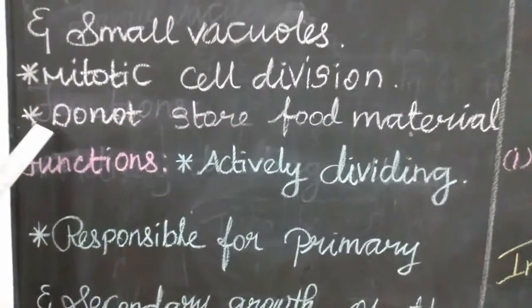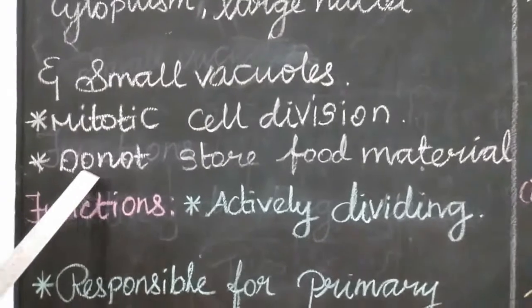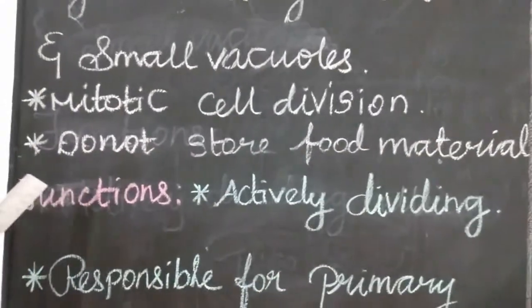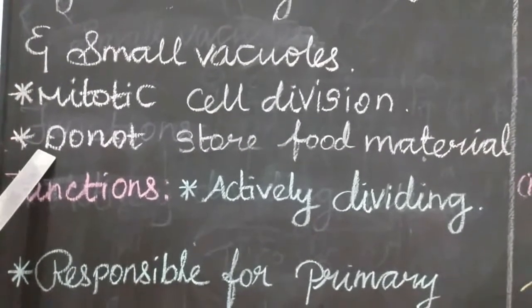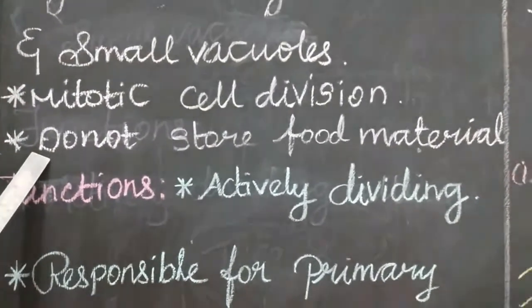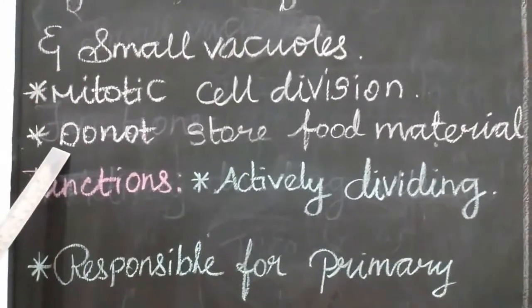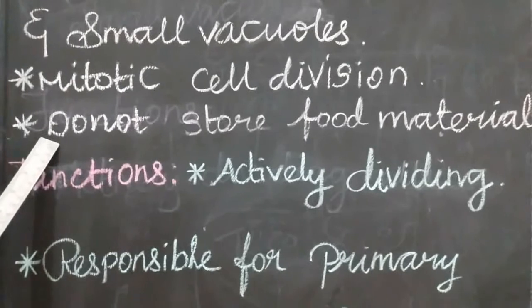Okay guys, then the meristematic cells do not store food materials. Why? Because the meristem is a rapidly dividing cell. Then how would they store food? So, meristem does not store food material.